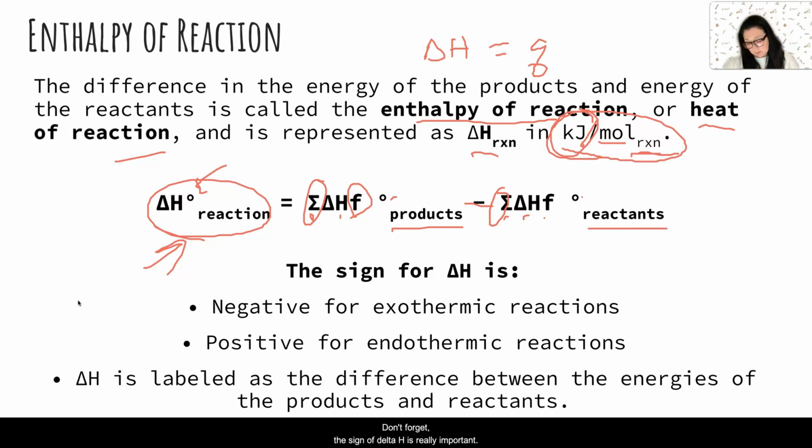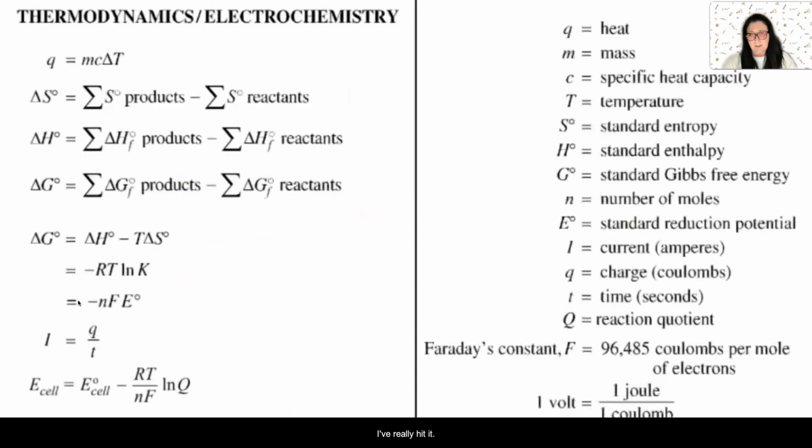The sign of delta H is really important, and sometimes that's the only indicator of if you have an exothermic or endothermic reaction, so you have to pay attention. Negatives are exothermic and positives are endothermic. It is super important, and that's that. So nothing else to really say about that. I've really hit it. We talked about this on the last video.